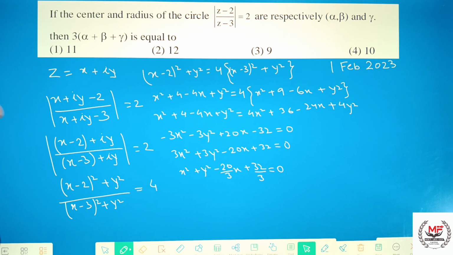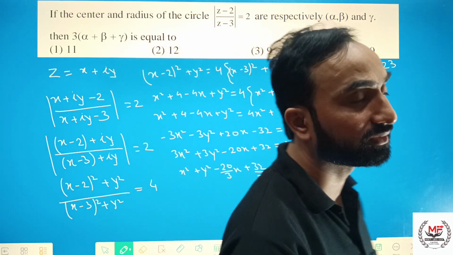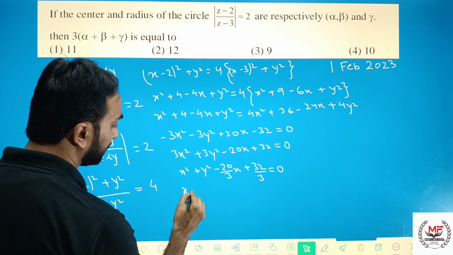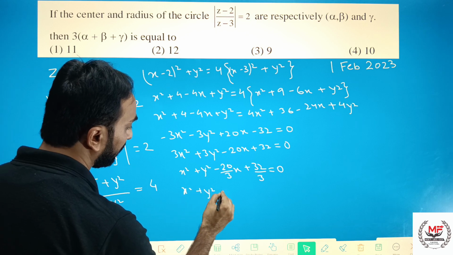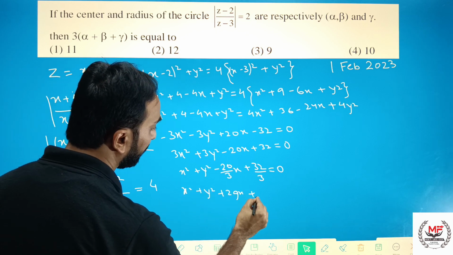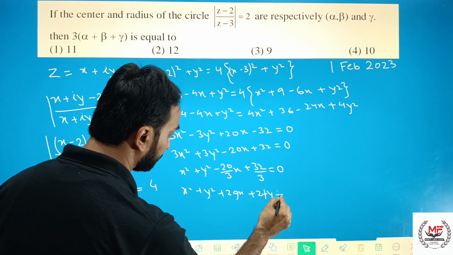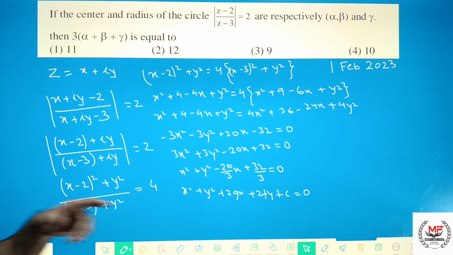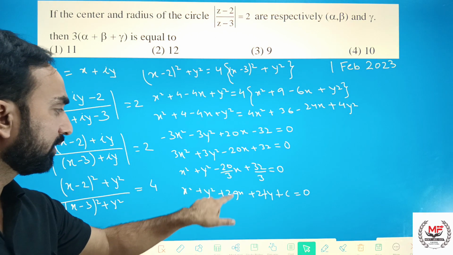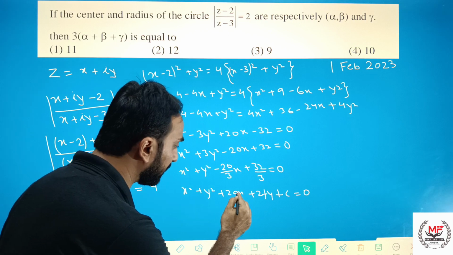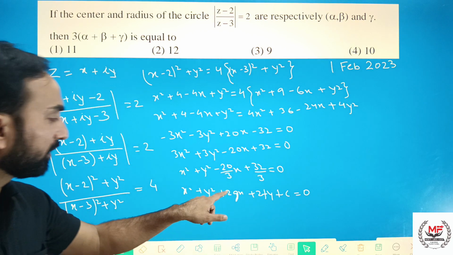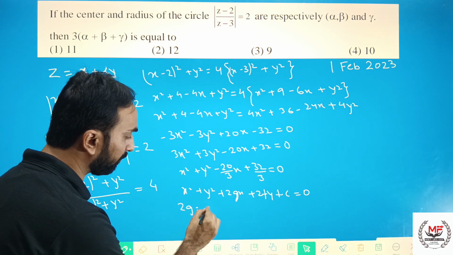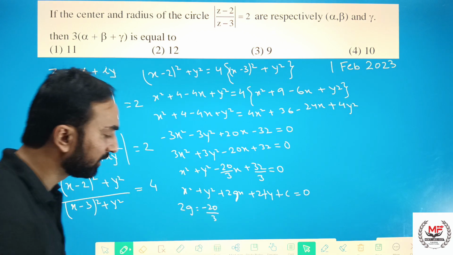Now we will compare this equation with the standard equation of the circle we have, which is x square plus y square plus 2gx plus 2fy plus c is equal to 0. Now when we compare, we look at the x term. Here it is the x term. So 2g will become minus 20 upon 3, right?